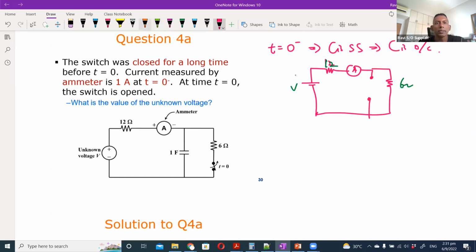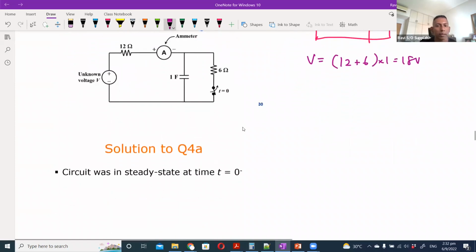Okay, and what we know is at steady state, this current here is 1 ampere. So since we know the current is 1 ampere, the voltage drop across both the components would be 12 plus 6 times 1, which will be 18 volt. Since it's a simple series circuit, that also implies that your V is actually 18 volt. So that part I think should be okay.